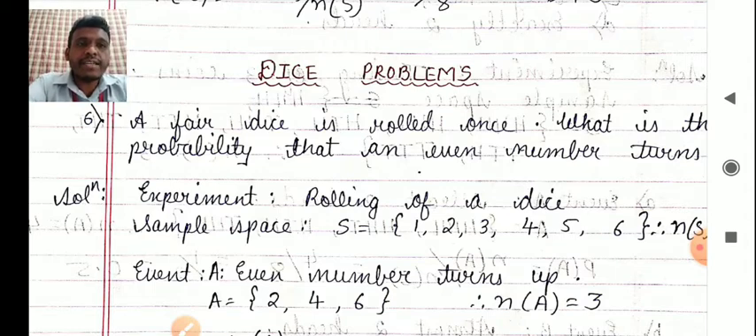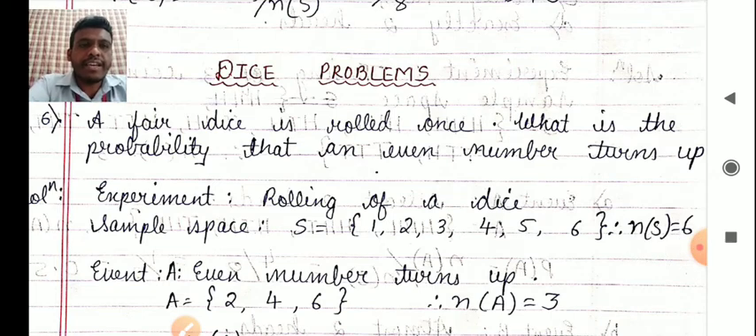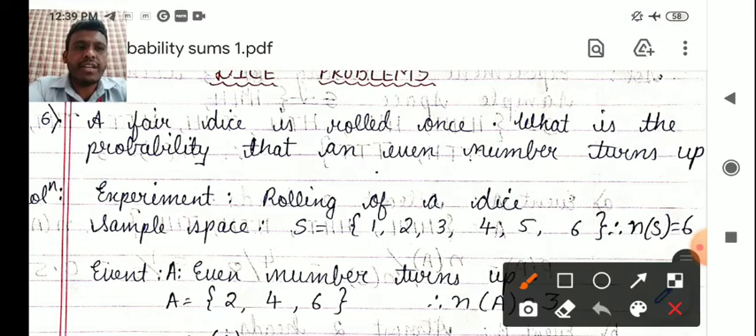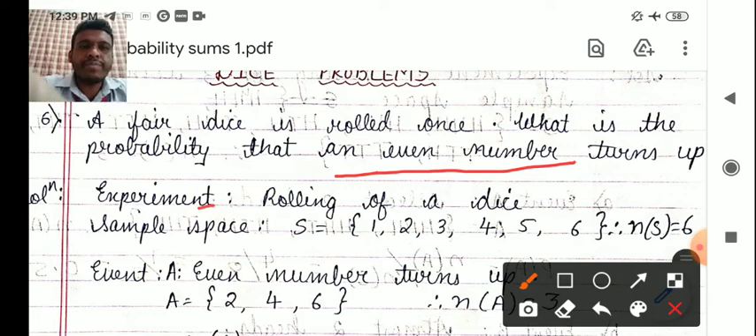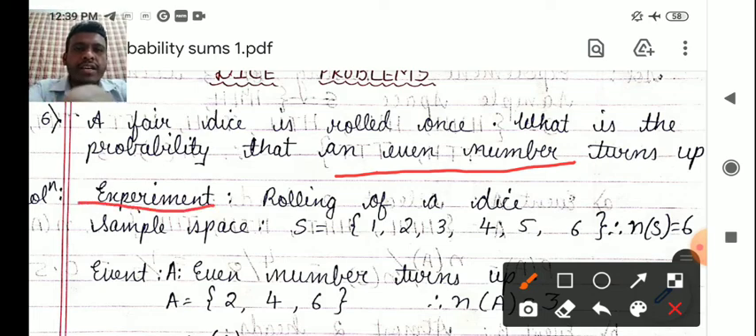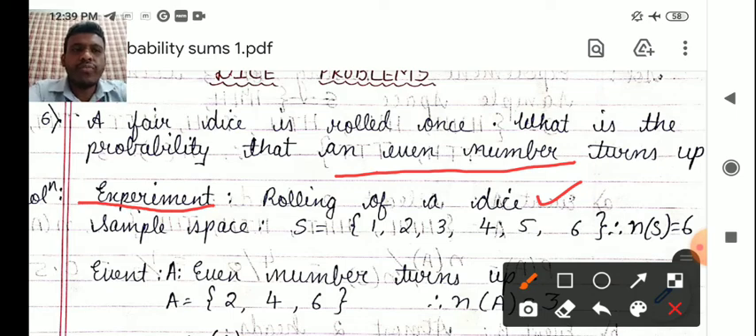A fair dice is rolled once. What is the probability that the number that we get is an even number? That is, they have asked what is the probability that the number that we get on the top is an even number. So what is the experiment here? The experiment we are doing is rolling of a dice. Then the sample space is S equals 1, 2, 3, 4, 5, 6.